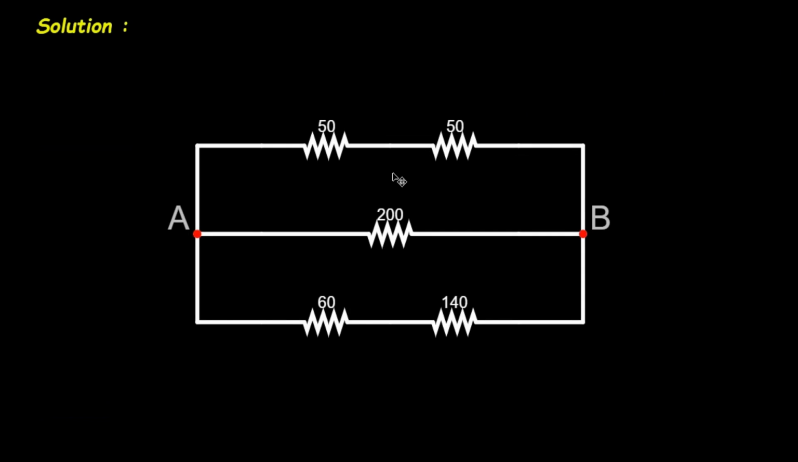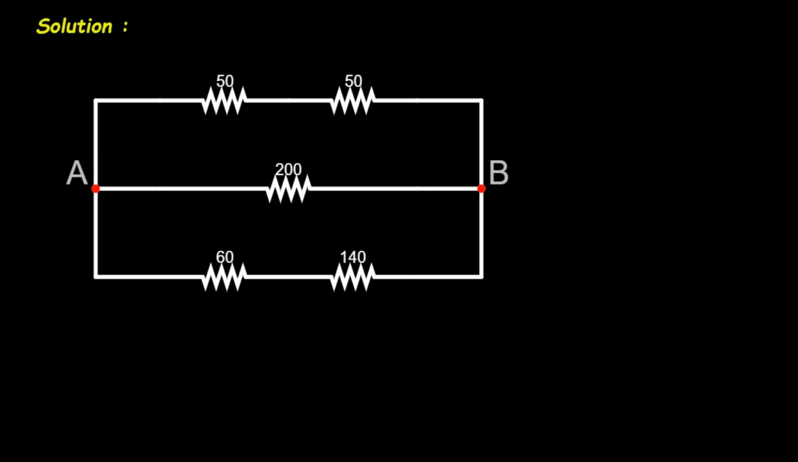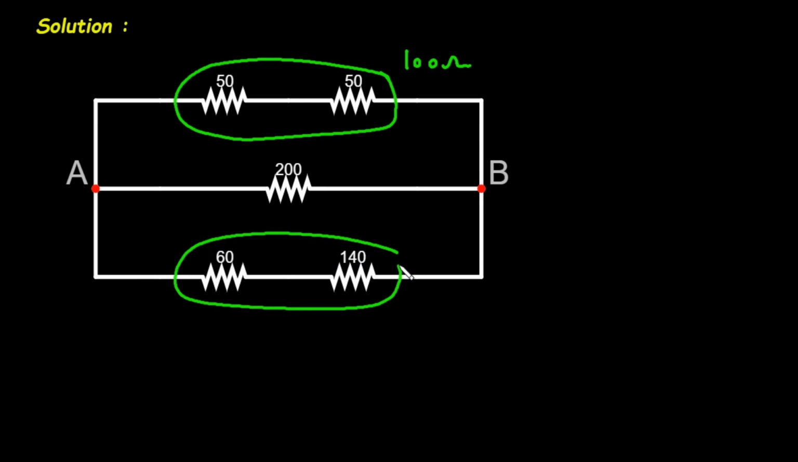So solution: first of all, we will take this circuit. Now as we can see, this 50 ohm and this 50 ohm are connected in series. So it will be simply 100 ohm. Again, this 60 ohm and 140 ohm are connected in series. So it will be simply 60 plus 140, 200 ohm. Now here 100 ohm, 200 ohm and this 200 ohm are now connected in parallel.